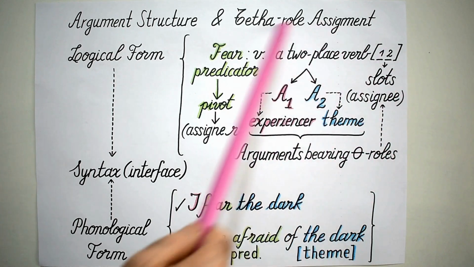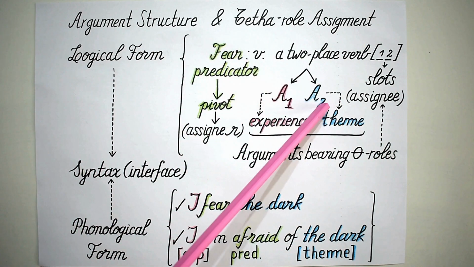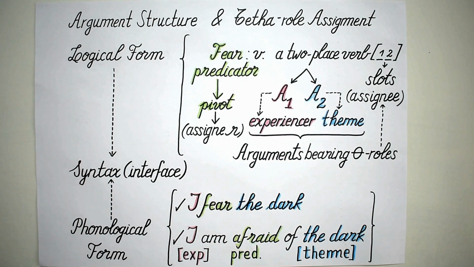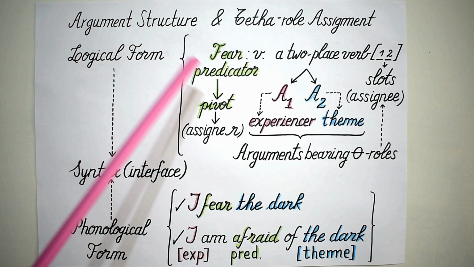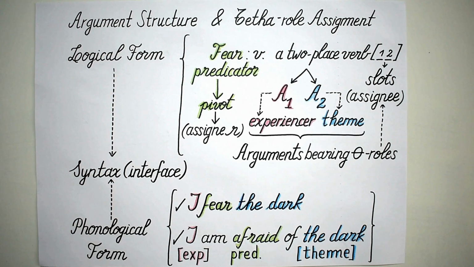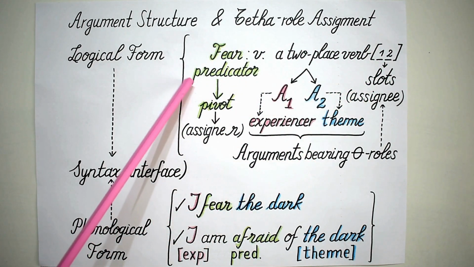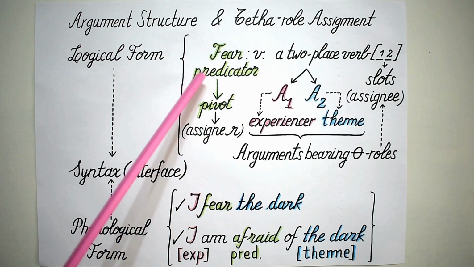Again, fear requires two elements. I fear the dark. That would be a sentence, but in our minds we just have the predicator, we have the lexical item fear, and we know that we need basically two slots. So we will be talking about verbs or predicators that are one place or two places or three places.